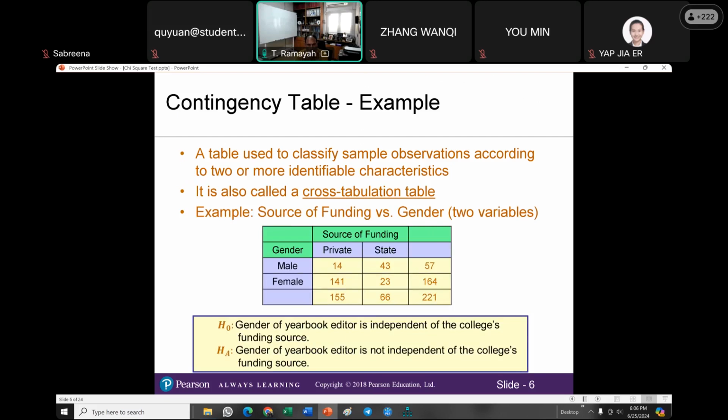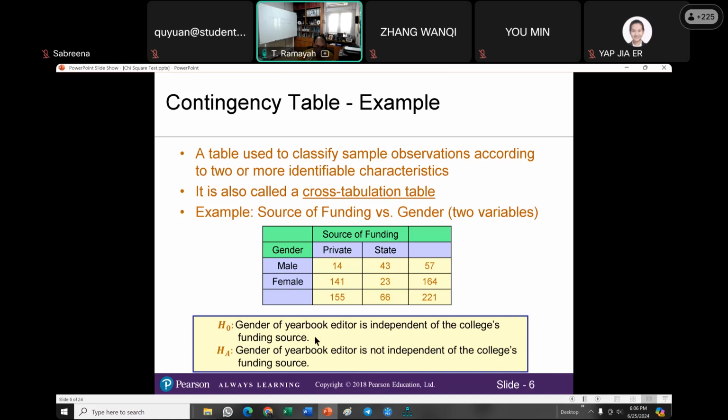So let's look at this example of source of funding and gender. For gender, we have two categories, male and female. For source of funding, we have two categories, private funding or state funding. So here we have a 2x2 cross-tabulation table, or contingency table. The last row and last column are the totals. We want to know whether the source of funding is dependent or independent of gender.